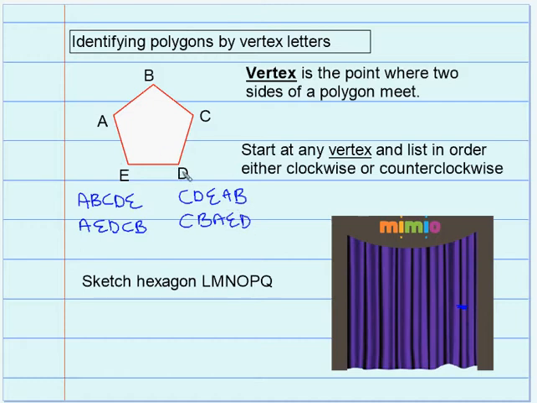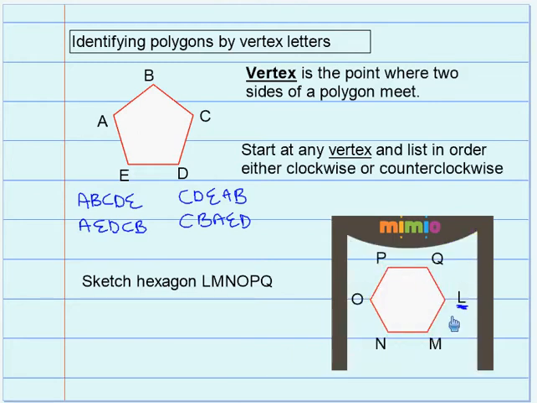Okay, and I could start at D or E or B and do the same thing. So it's just kind of a map that tells you that we have 5 sides, and they go in the order of A, B, C, D, E. Okay? So I want you to try this. Sketch a hexagon, LMNOPQ. While you're working that out, pause the video. I'll open this little curtain over here, and you'll see the result when you press play.